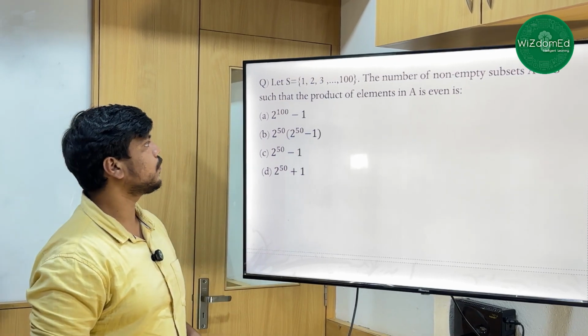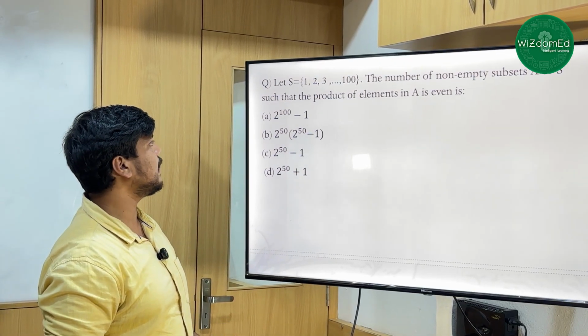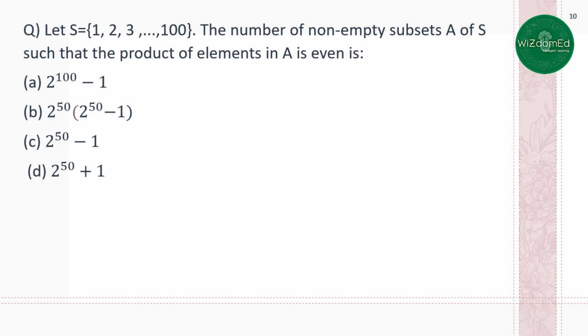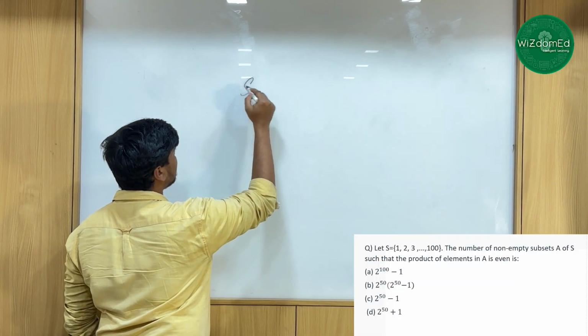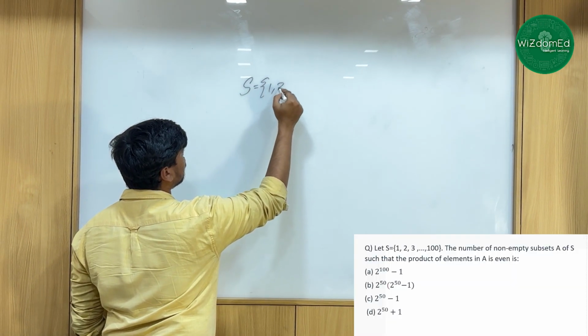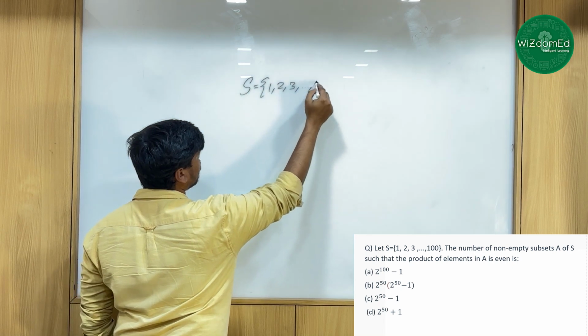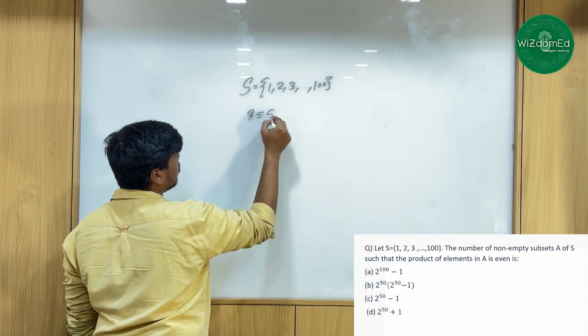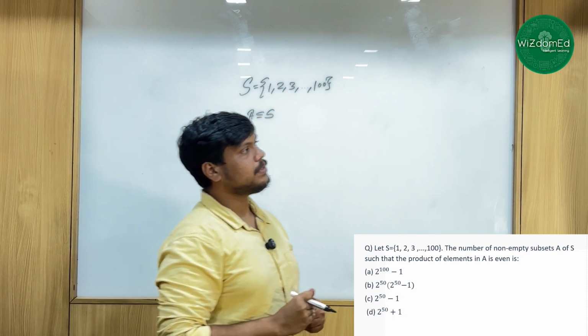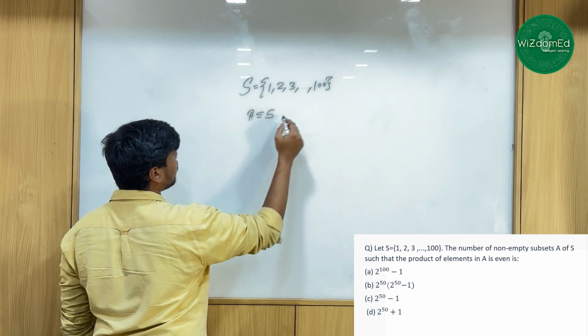Alright guys, so in this question we have a set S which has elements 1 to 100, so first 100 natural numbers, and the question is the number of non-empty subsets A of S such that the product of elements in A is even. Alright, so here first thing what do we have? We have a set S which contains first 100 natural numbers, and then there is a subset A of S, and A is a subset where the product of elements are even.